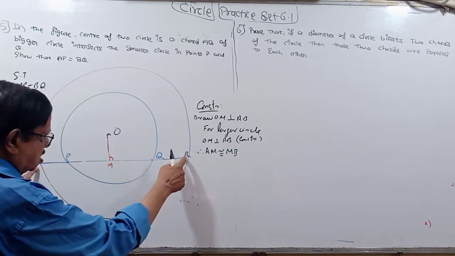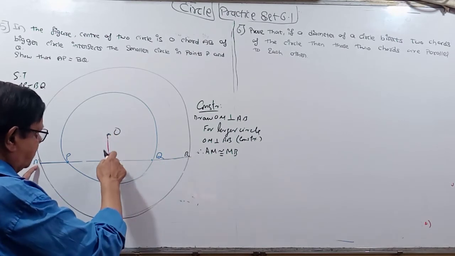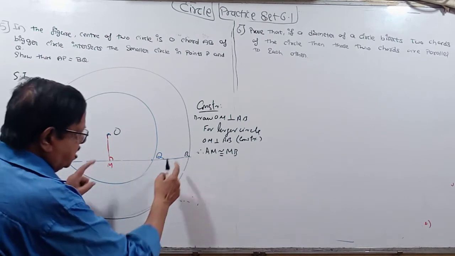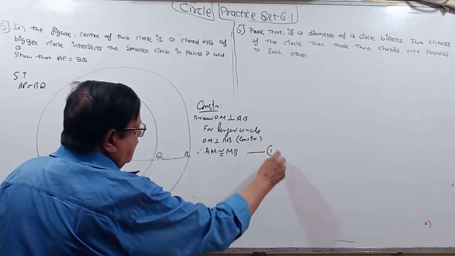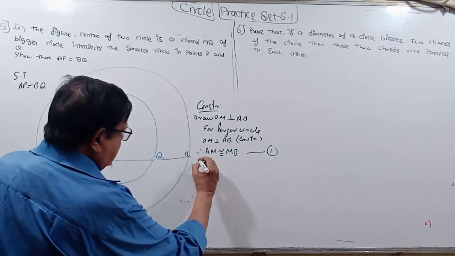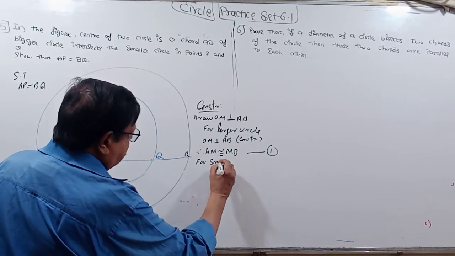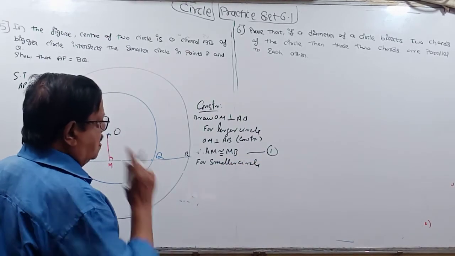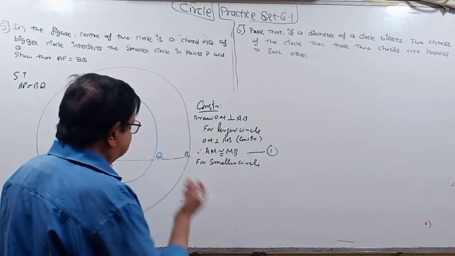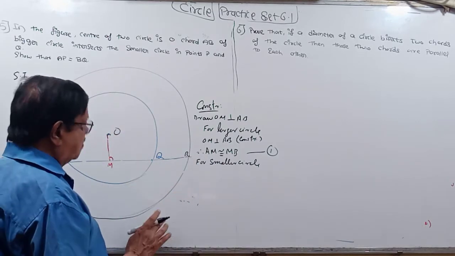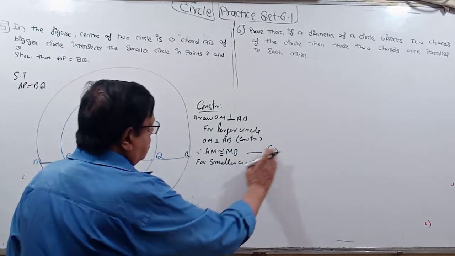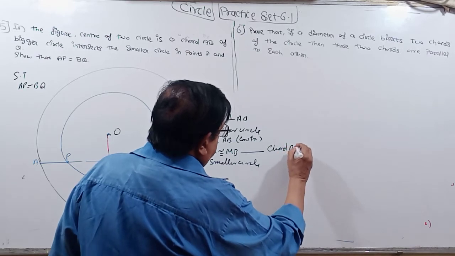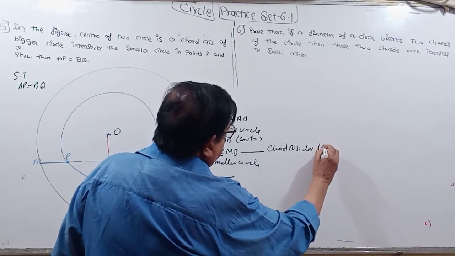OM is perpendicular. This is the chord. Line drawn from the center, perpendicular to chord, bisects the chord. Therefore, AM equal to MB. This is one. For smaller circle, if you want you can write. ये actually ये sums में उतना detail में लिखना proof है ना, proof है तो लिखो. Chord bisector theorem.